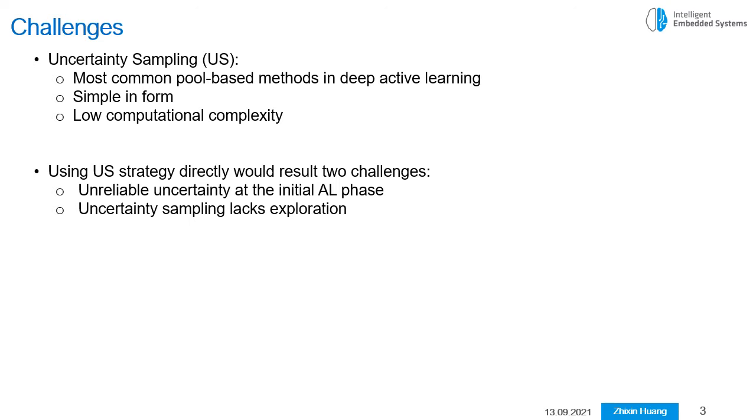However, there are still two challenges that we have to overcome. First one, unreliable uncertainty at the initial AL phase. Second, uncertainty sampling lacks exploration. And I will explain it in the following slides.